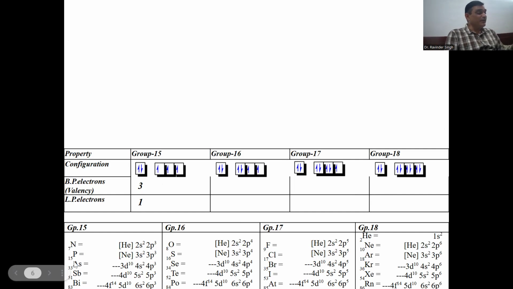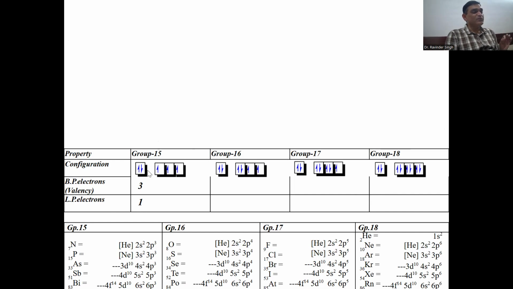Now, what about the remaining elements like phosphorus, arsenic? In the other elements like phosphorus, the valence configuration is 3s2, 3p3. Means in phosphorus, there is a vacant 3d orbital. So if we have a vacant d orbital, one of the electrons from the 3s lone pair can jump into the 3d. So there will be 5 unpaired electrons, 5 bond pair electrons. So phosphorus can expand its valency.